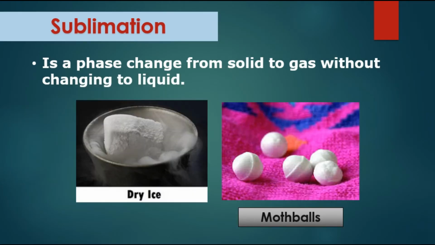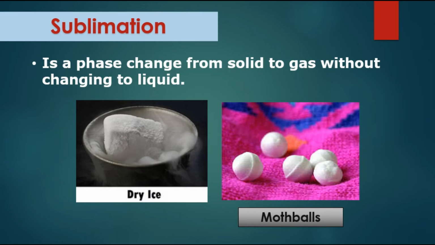Next, we have sublimation. Sublimation is a phase change from solid to gas without changing to liquid. So ito naman, class, this process we call sublimation. Ito yung process kung saan si solid ay dumidiretso agad sa gas. Usually kasi, class, pag nagkakaroon ng phase change, si solid ay usually munang nagiging liquid and then bago siya magiging gas. But for this case, ang sublimation process ay diretso na from solid to gas without changing into liquid.